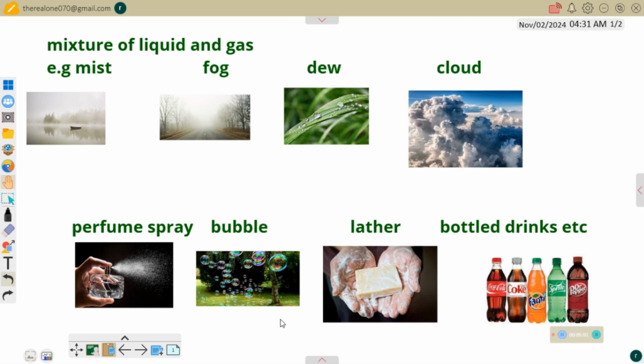Then we have perfume spray, we have bubble, we have lather, which is the foam that we get from soap. Then we have bottled drink, which is a mixture of liquid and gas. And that is why after drinking soft drink, we release gas. The gas coming out from our nose is CO2, carbon dioxide.